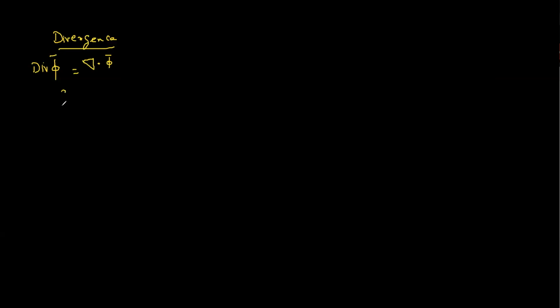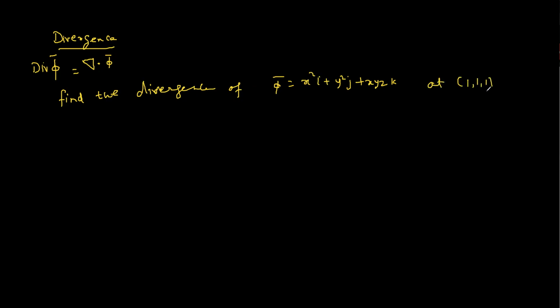For example, find the divergence of... Today I will finish the vector differentiation part. So find the divergence of vector phi, which is x square i, y square j, xyz k, at 1, 1, 1.